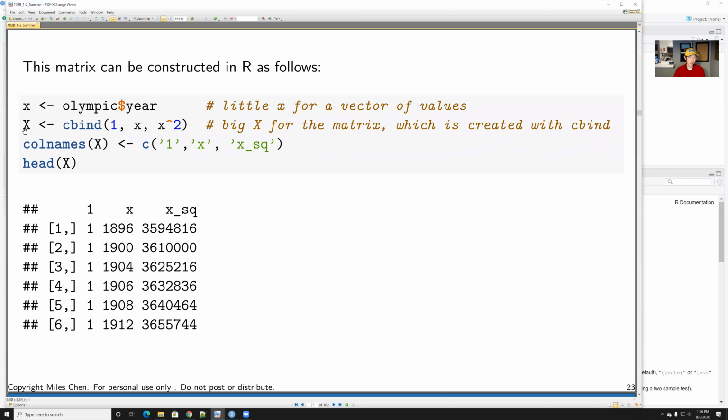Here's X. My big matrix X is going to bind 1, x, and x squared. If you take 1900 and you square it, you get 3,610,000. You square each of these values and you get these huge numbers.